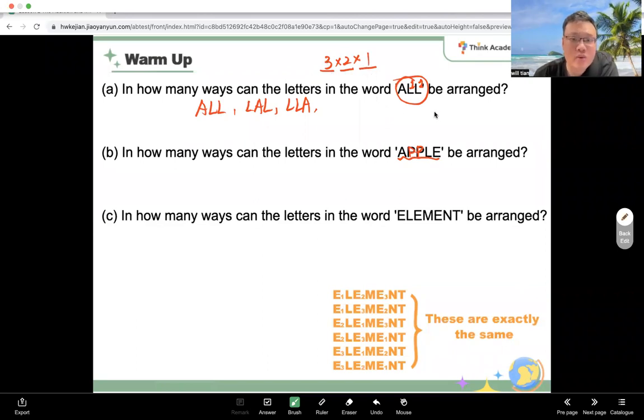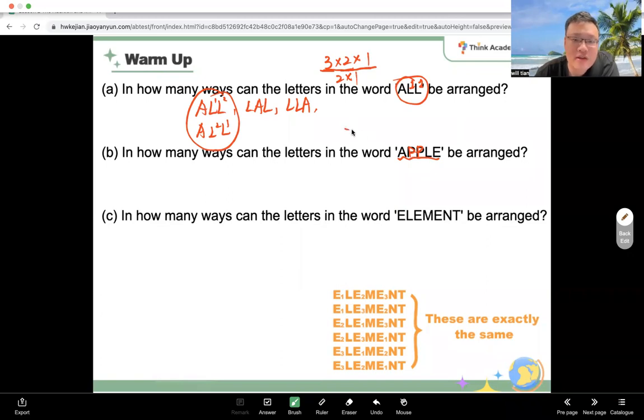But that way you will double count. Since you will count A L1 L2 and A L2 L1 as different, but actually they are exactly the same thing. So you have to get rid of the duplication. So we have to divide it by 2. And how do you get that 2? That 2 is just from L1 and L2. So you're gonna do 2 times 1.